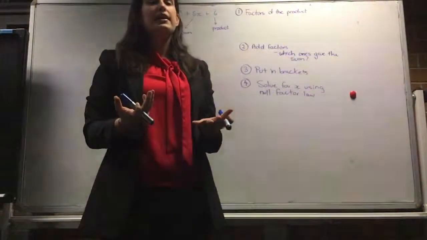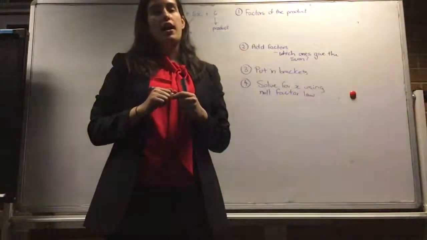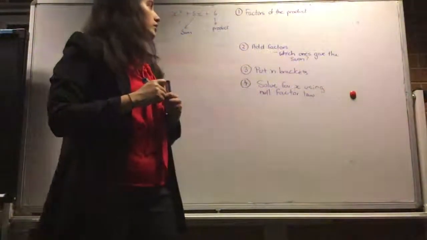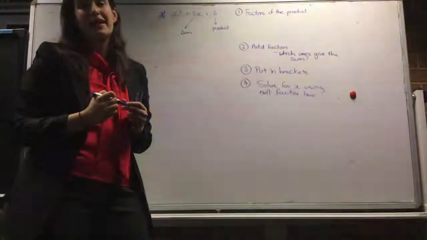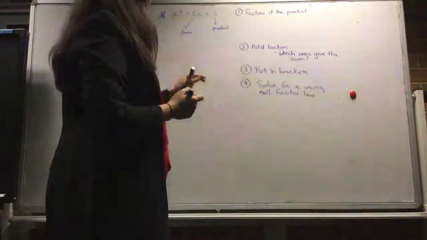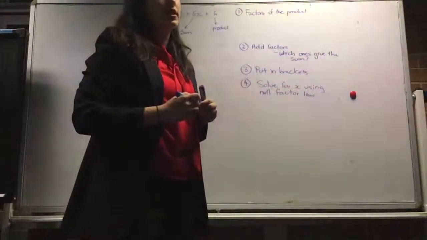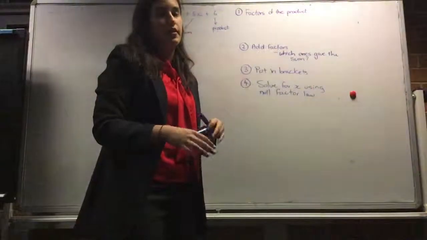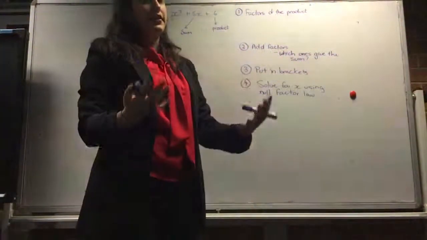Hi Year 10s, this is a video on using the sum and product method of factorization to be able to solve quadratic equations. So quadratic equations are ones like this. We've got an x squared term plus an x term plus a constant term, a number which doesn't have a variable so it stays the same. Now this is equal to 0 and we want to work out how to solve it.